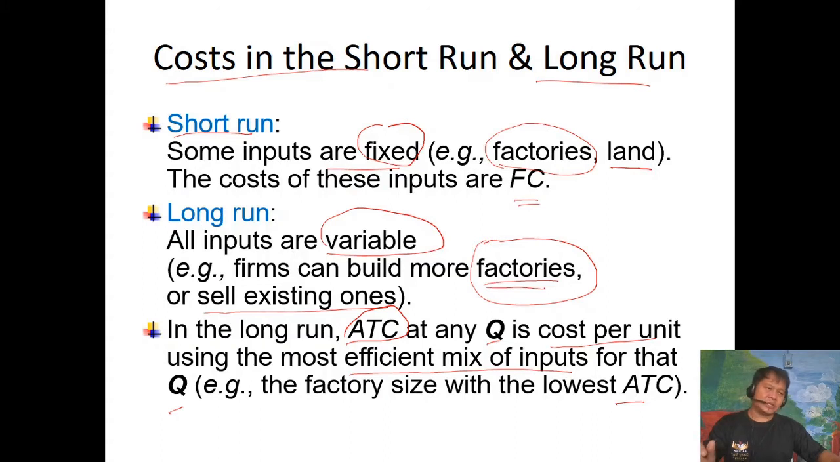And I hope it is clear to us now why some inputs in the short run are fixed and why all inputs in the long run are variable. Okay? In the long run period, maybe there are some changes in our production system, in our factories, in our companies, no? And that also changes the cost of production in the long run.